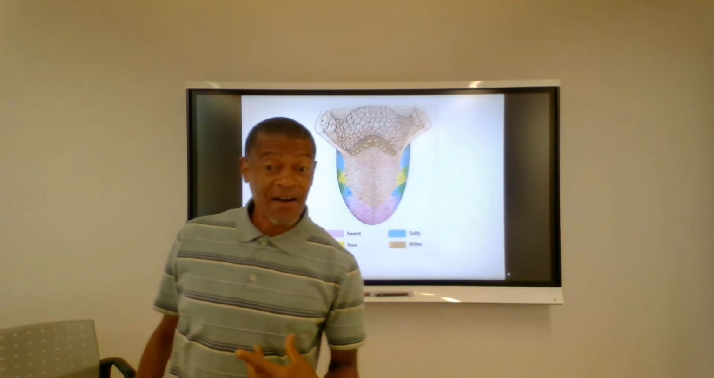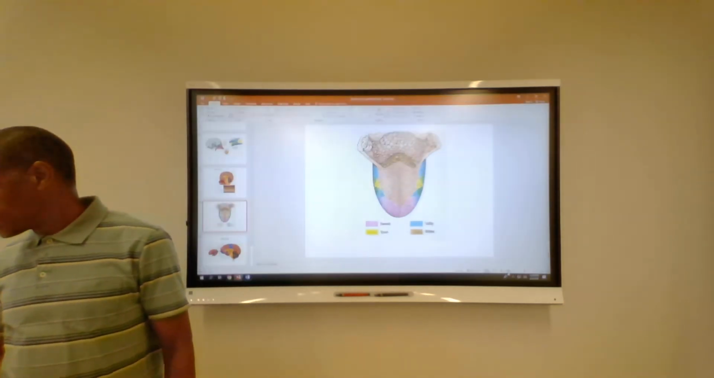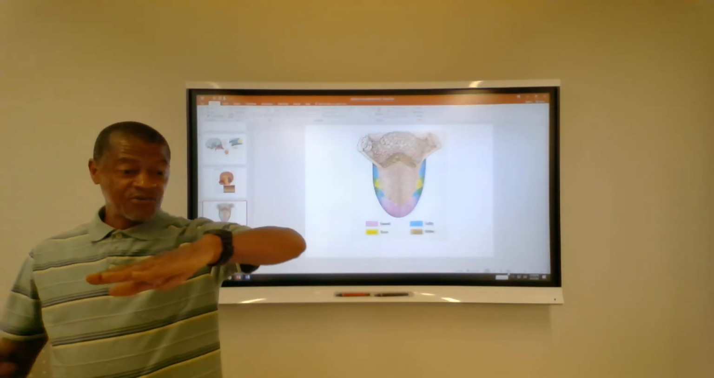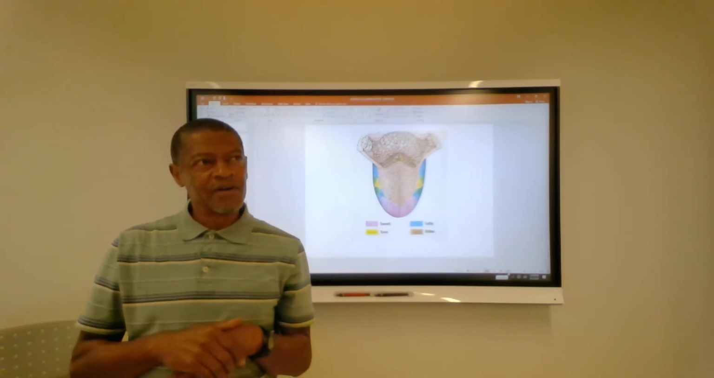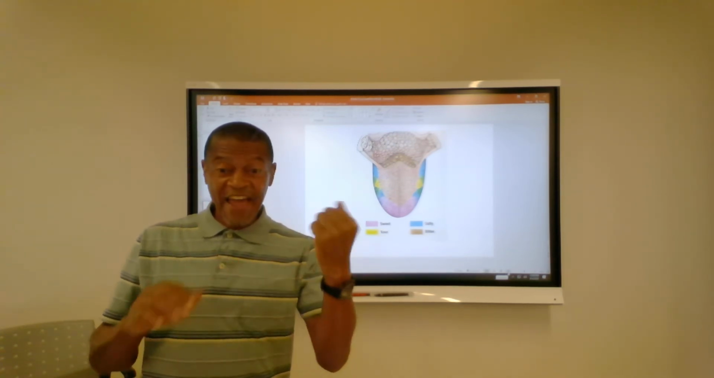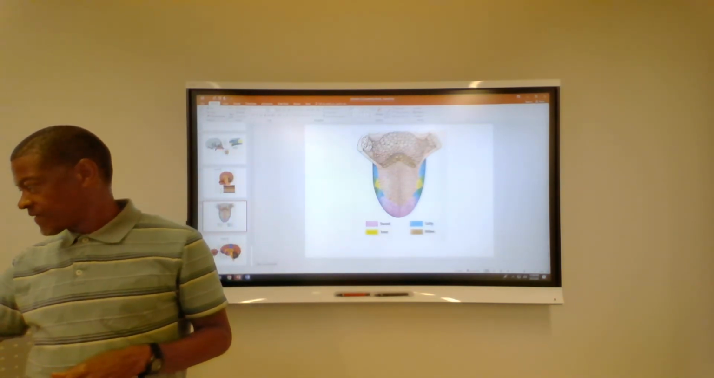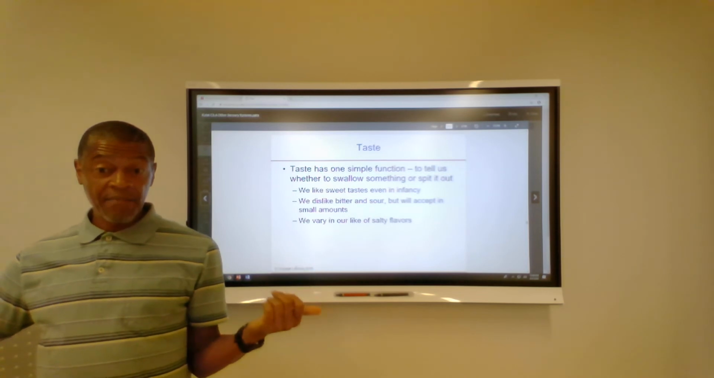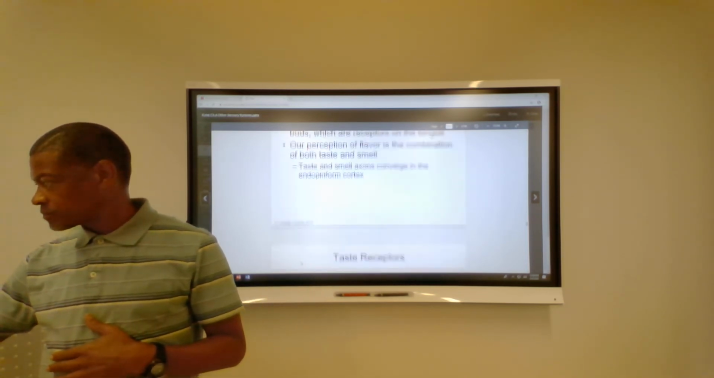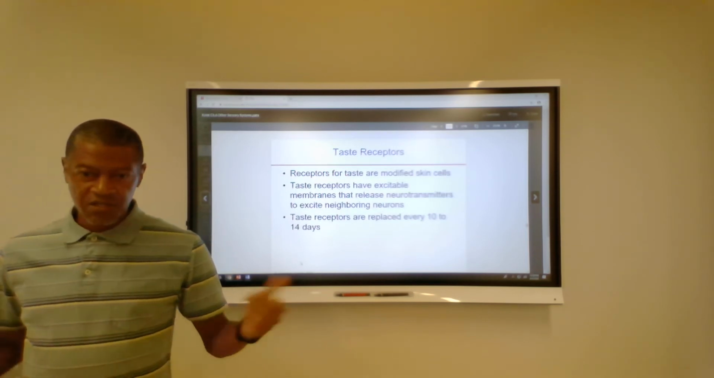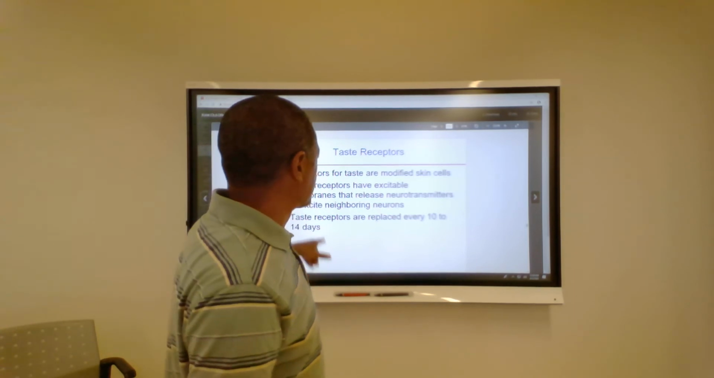They're almost like modified skin cells. Why would I say that? Because your skin cells, epithelial cells, they can regrow. That's what ash is, dead skin cells. Well, the same thing can happen with your taste buds. They can burn off. So taste buds and the receptors are located in your taste buds.